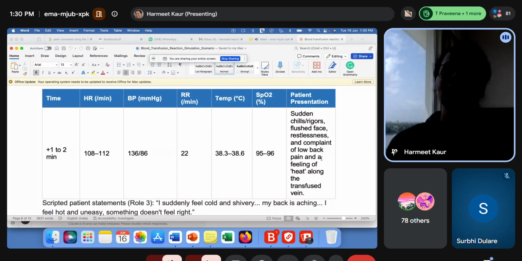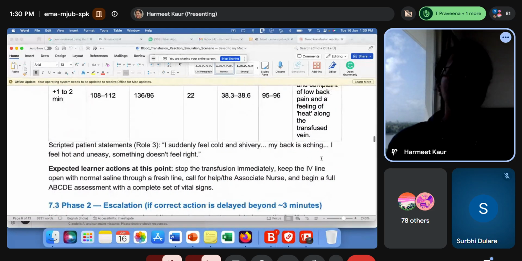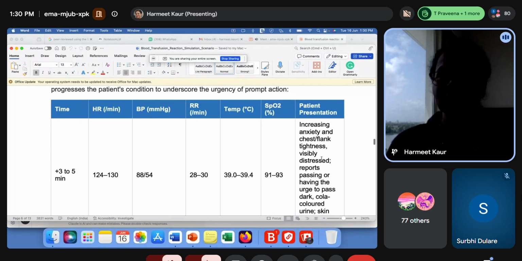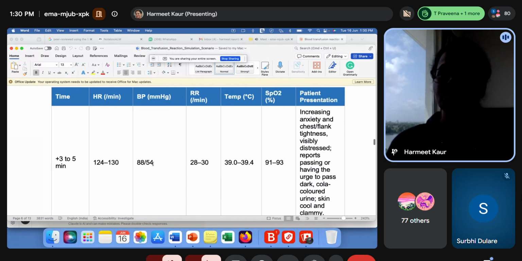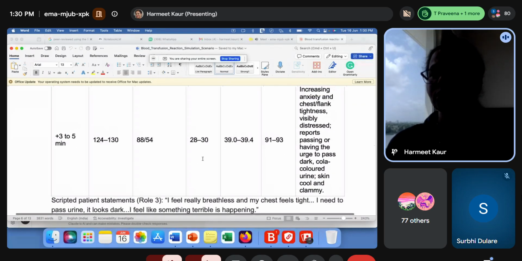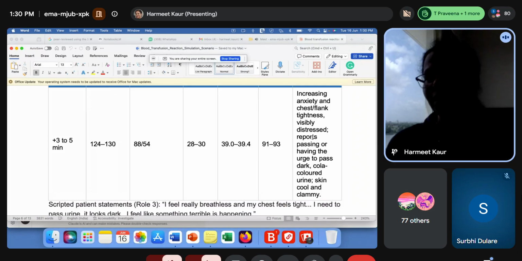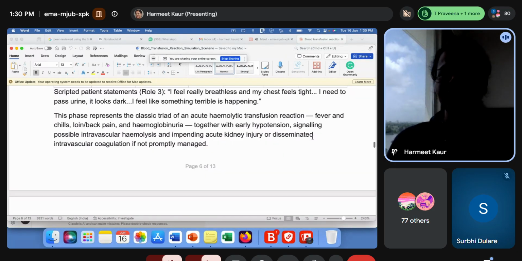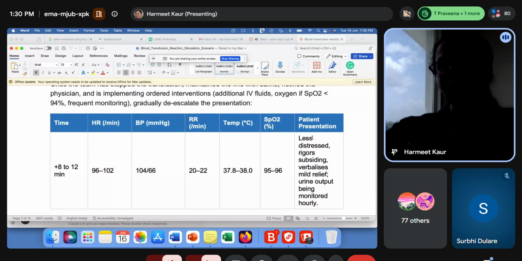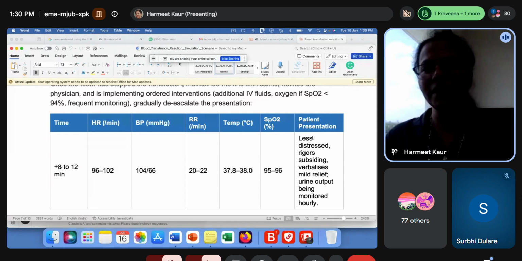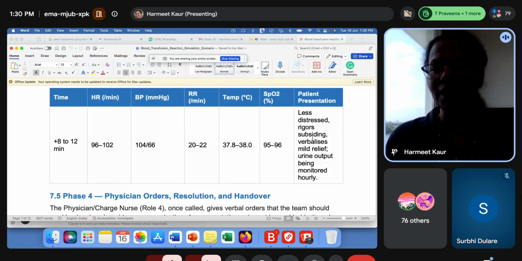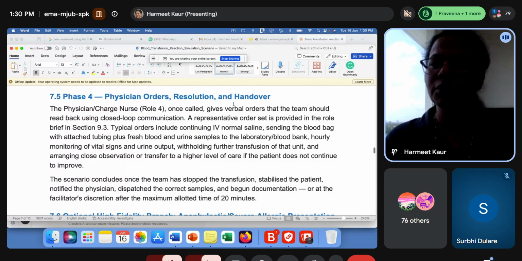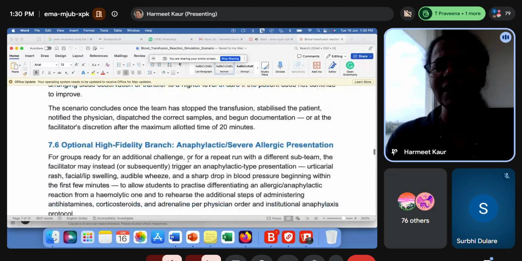So the standardized patient can act out, so that the student who is actually acting as a nurse should understand that there is something happening due to blood transfusion. Then you have to escalate. The patient's heart rate, BP may change, respiratory rate may change, temperature may change, and the patient is visibly anxious. Okay, so everything it has given very nicely. Then after that, if the person is doing everything nicely, then how the patient stabilizes. Then in the end, how to resolve and how to hand over, everything it has given very nicely.